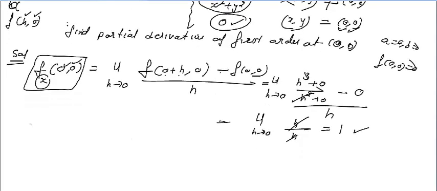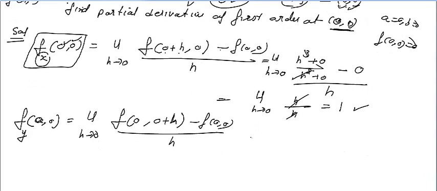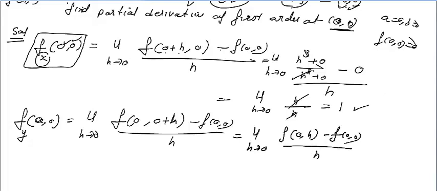Now in the same way, if you want to find the derivative of the function with respect to y at (0,0), because you have to find it at (0,0), otherwise you will find it in general. h approaches to 0, f, no change in x, only change in y. What change? h, minus f(0,0) upon h, correct? So you have the limit as h approaches to 0 of f(0,h) minus f(0,0), upon h.